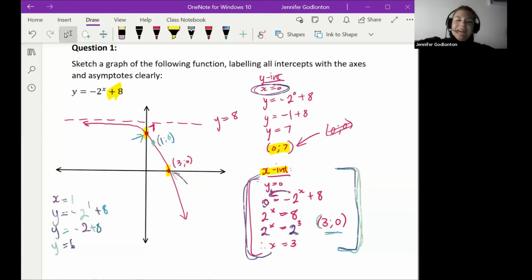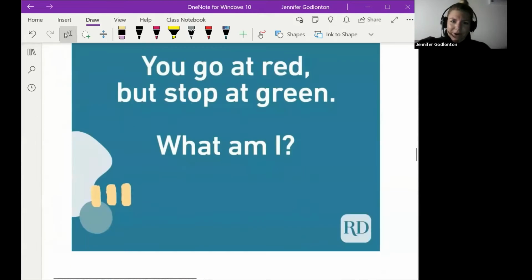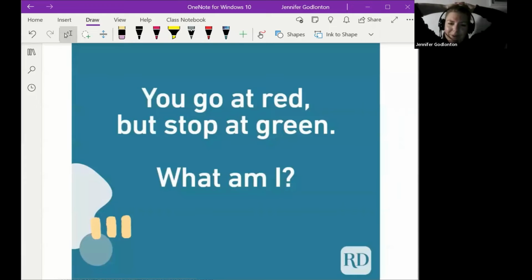So to do something a little bit different, it's not a maths riddle, it's just a normal riddle. And I want to know what the answer is. Give me your answers in the comments when you see it. Don't cheat, because you will be breaking my heart. You got to use your brains. Okay, here we go. You go at red, but stop at green. What am I?